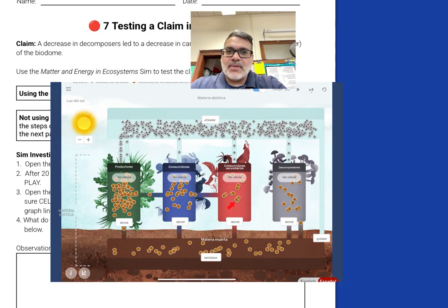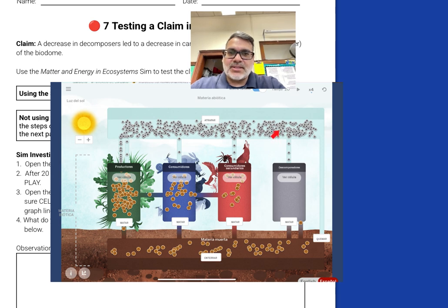I'm going to stop it. And now I'm going to kill off all the decomposers, because it says a decrease in decomposers led to a decrease in carbon dioxide. Let's see. So I killed them all off here. And now I'm going to run it for about 50 more seconds just to show you the time difference. Okay, so we'll do that.